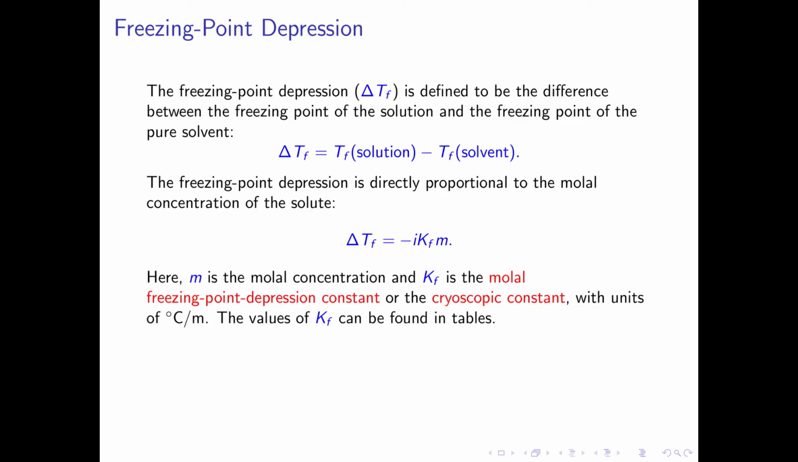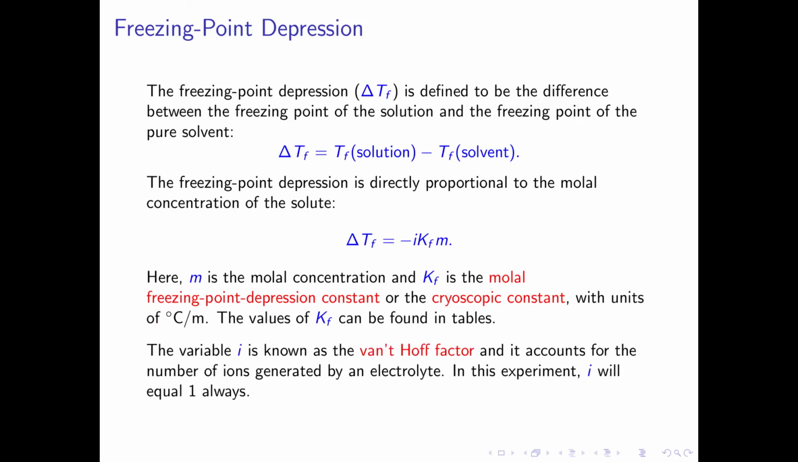Here, lowercase m is the molal concentration, and K_f is known as the molal freezing point depression constant, or the cryoscopic constant, which has units of degrees Celsius per molal. The values of K_f are tabulated. The variable i is known as the Van't Hoff factor, and it accounts for the number of ions generated by an electrolyte. In this experiment, i will always equal 1.